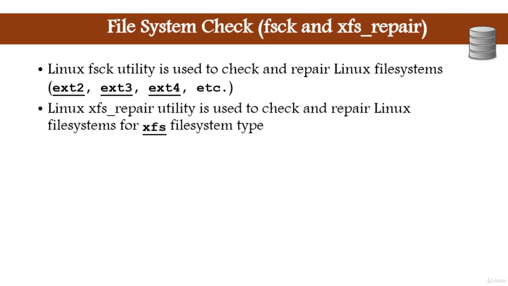The Linux xfs_repair utility is used to check and repair Linux file systems of the XFS file system type, as I mentioned earlier. So how do you check if a file system is XFS or ext3? You run the df command, I believe with the option -T, which tells you the Linux file system type.